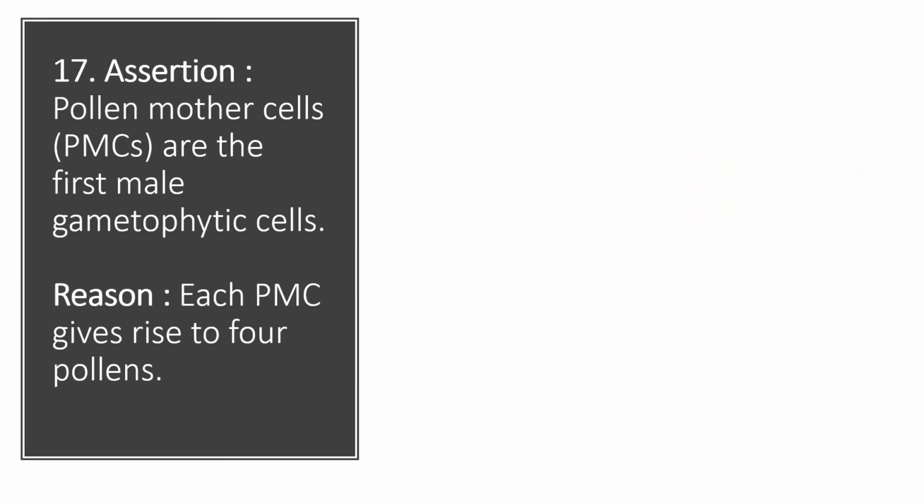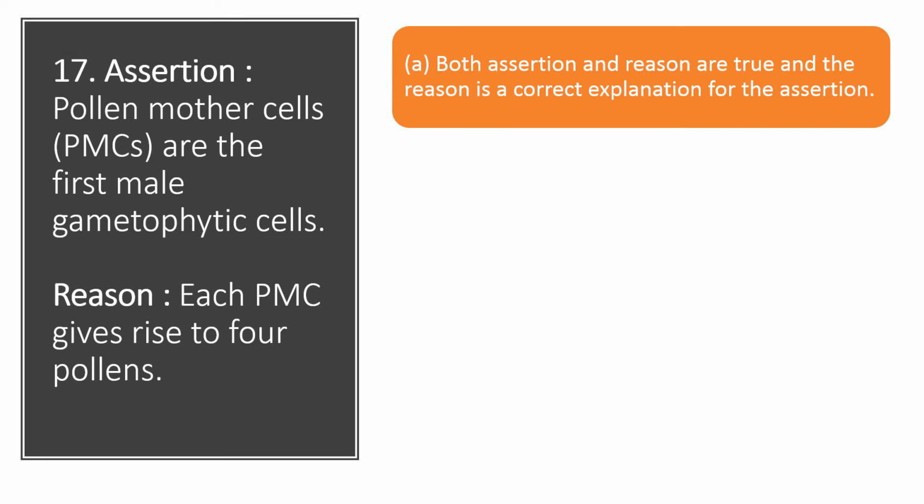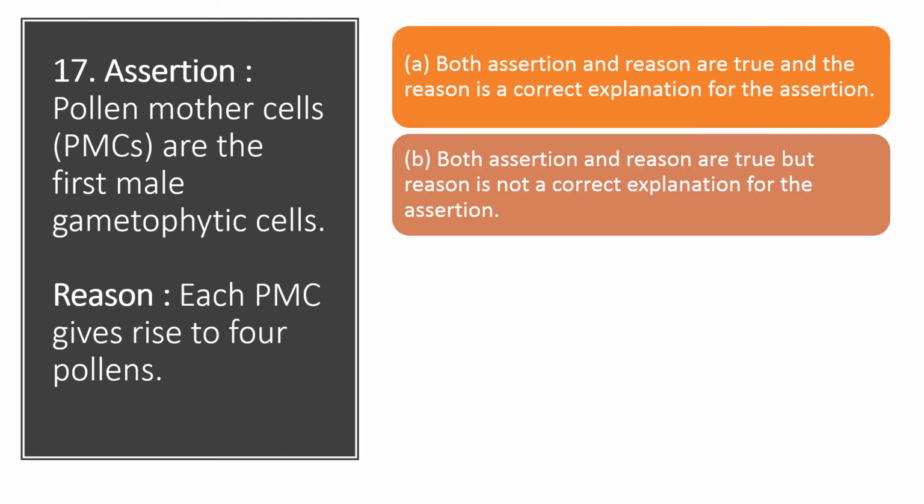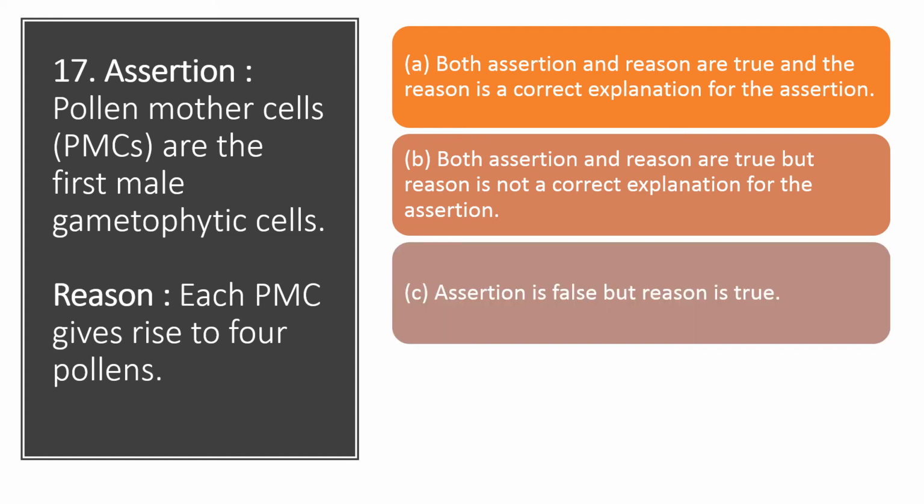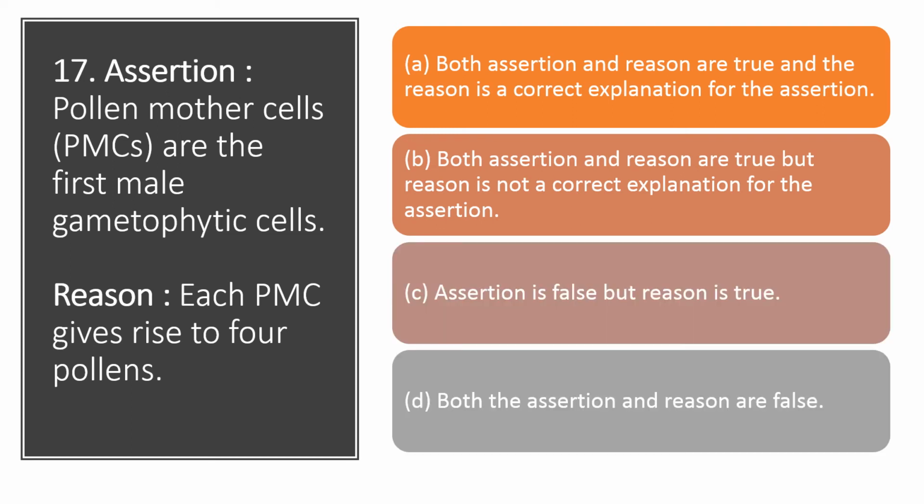Coming to the 17th question, it is an assertion-reason based one. The assertion is pollen mother cells are the first male gametophytic cells, and the reason is each pollen mother cell gives rise to 4 pollens. The options are: A, both assertion and reason are true, and the reason is a correct explanation for the assertion. B, both assertion and reason are true, but the reason is not a correct explanation for the assertion. C, assertion is false, but reason is true, and D, both the assertion and reason are false. So now coming to the assertion.